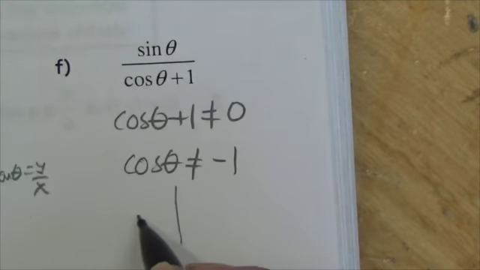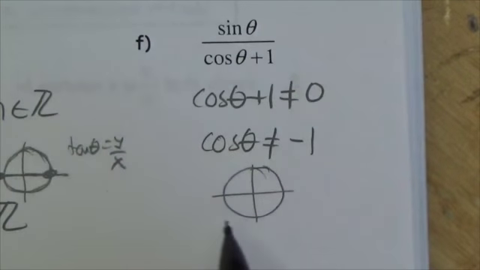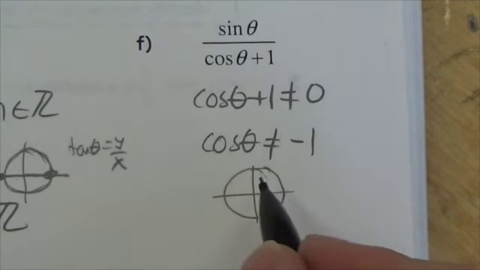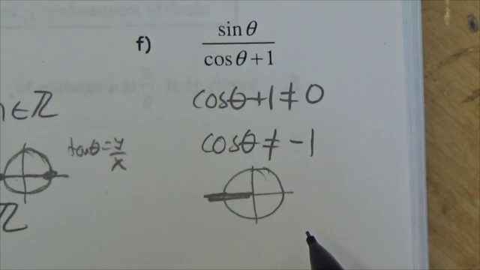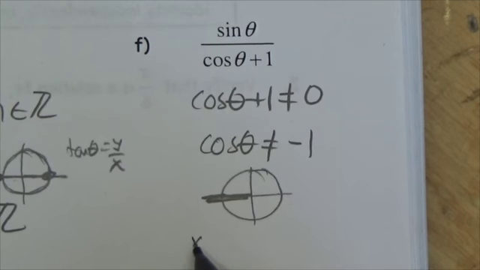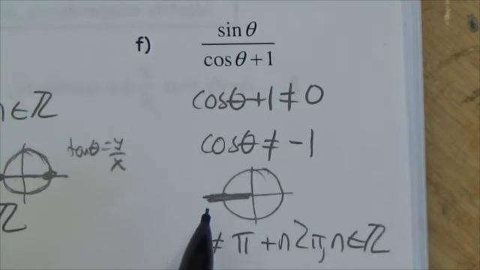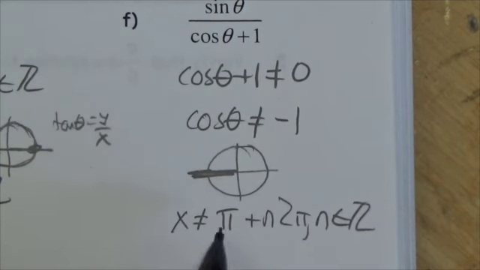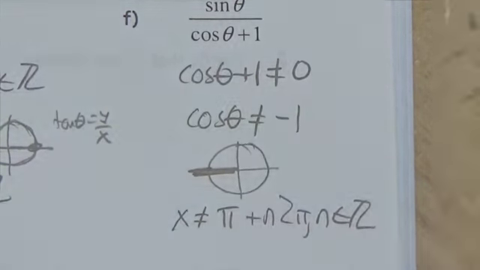Now, if you think about the unit circle, cosine is associated with the x-coordinate. So along the unit circle, where does cosine become negative 1? Well, the only spot that occurs is here on the negative part of the x-axis, and that gets associated with pi. So I can't allow x to be equal to pi or any rotation that takes me to that negative x-axis there. So pi plus n 2 pi, where n is an element of the integers. I can't allow it to go around the circle starting there and ending there again. So those are the only restrictions that I get.